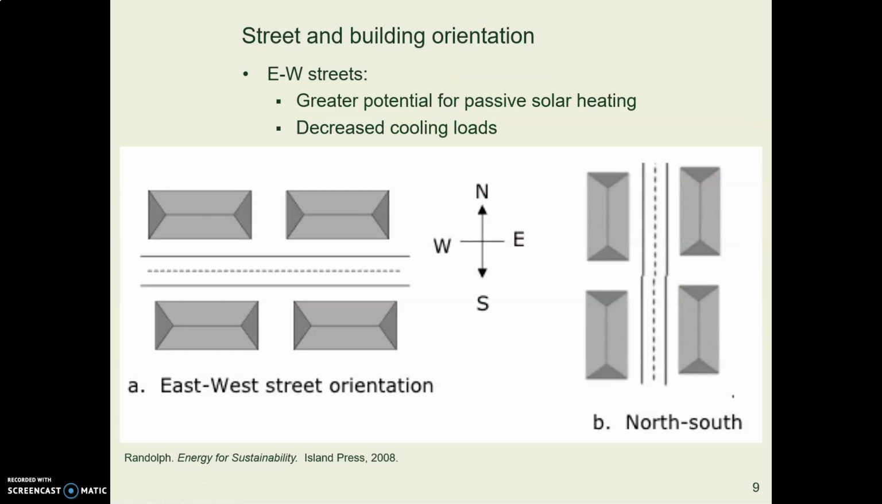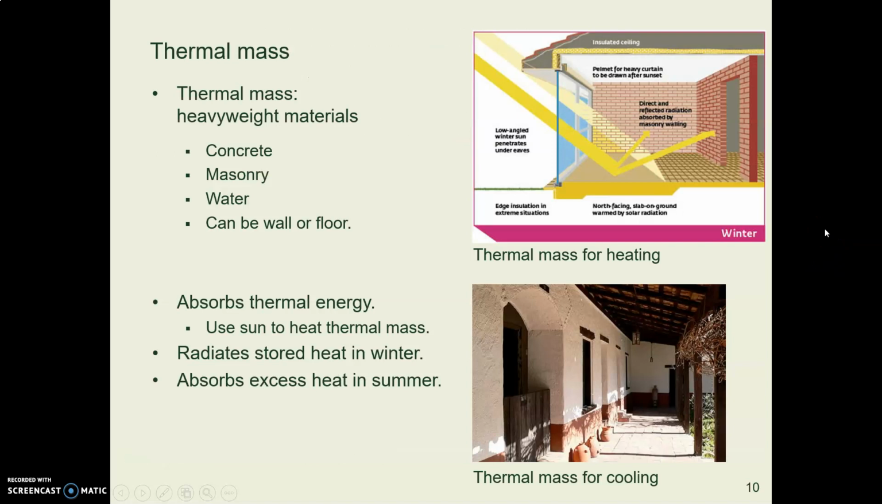When you think about where to lay out streets, you want to think about solar orientation as well. So you want houses that are long, running east to west, and that allow solar access for everybody. You want to think about having thermal mass in your building that will store heat and radiate it back out when it's cold. It will also store heat and keep you cooler in the wintertime.